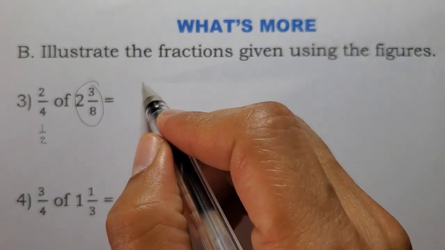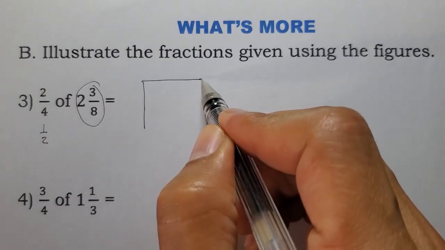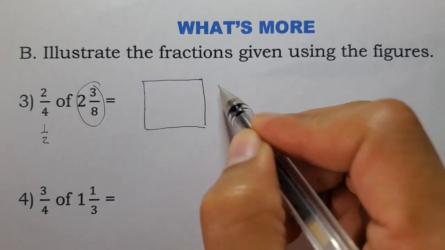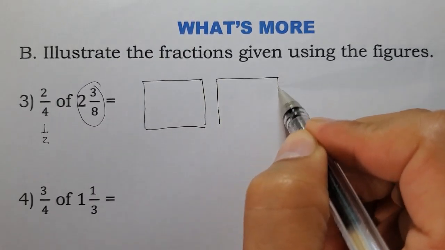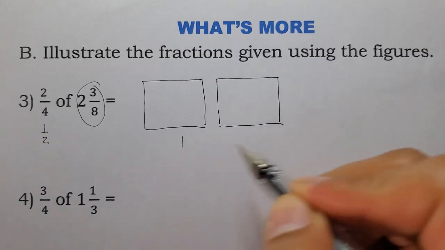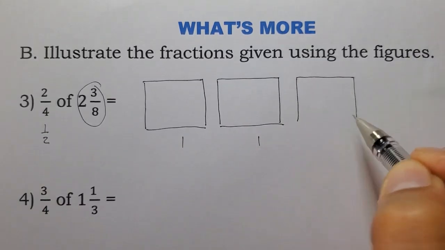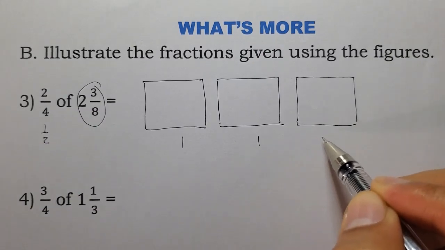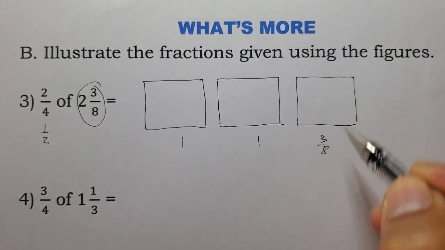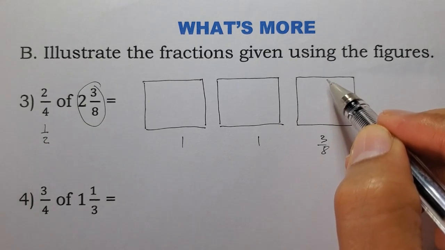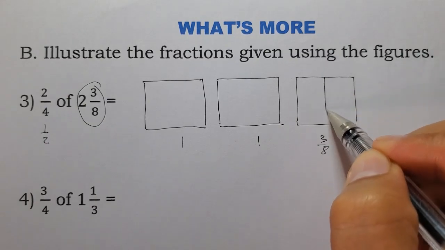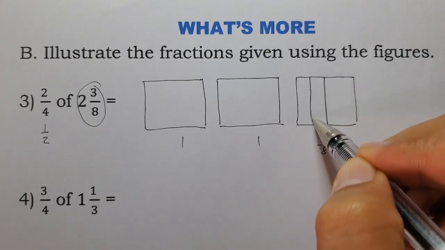Now, when we say 2 and 3/8, I will make 2 wholes, and this is 1 and another 1. Then, of course, another whole to show, or another 1 whole to show 3/8. So it simply means that I will divide it into 8 equal parts. It would look like this one.